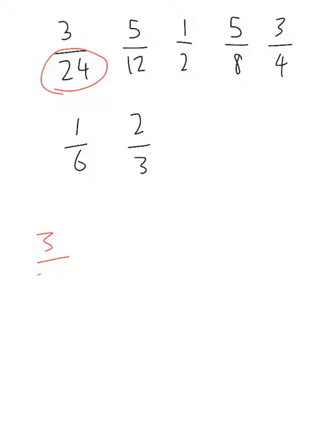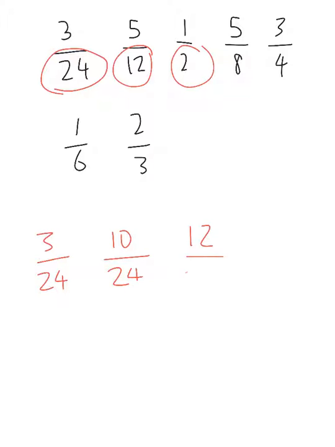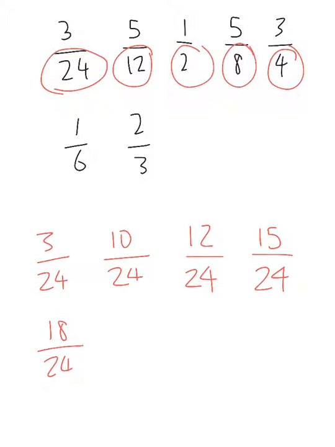So 3 over 24 is already something over 24. How do I make 12 into 24? I'm going to have to times both top and bottom by 2. So 5 2s are 10, 12 2s are 24. We're over 24, we're all good. How do I make 2 into 24? Times by 12. 1 12 is 12, 2 12s are 24. 8 times 3 is 24, so I times 5 by 3 is 15, over 8 3s are 24. 4 times 6 is 24, so 3 6s are 18, 4 6s are 24.